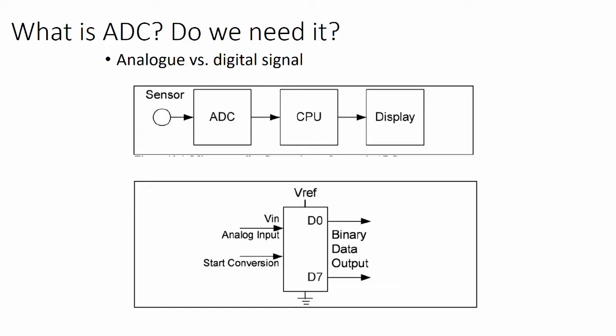So what analog to digital converter does? Analog to digital converter basically converts the analog signal into the digital signal, that in turn is acceptable by the CPU, and thereafter it will be displayed onto either LCD, LED or monitor, whatever is there. So this particular figure is schematically showing you the microcontroller connections to the sensor via analog to digital converter.